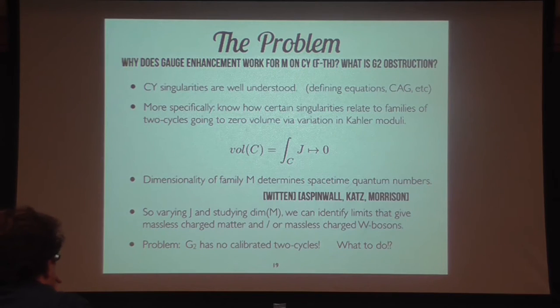Good. So by varying J and studying this dimension, you can really identify the charges and the space-time quantum numbers of the matter that's becoming massless. And the whole problem is that you can't do this in G2 because you don't have calibrated 2-cycles.